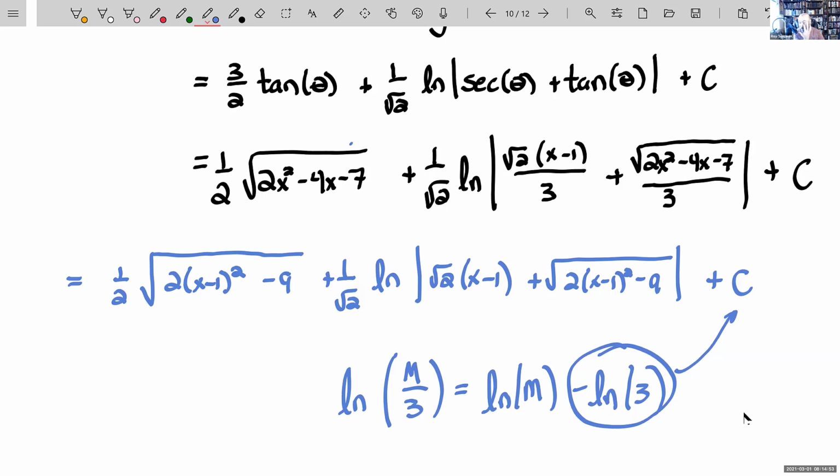So if somebody posts something on the forums and they say, well, I got this answer, you might look at it and go, oh my gosh, my answer doesn't look anything like that. But actually, if you think about constants being folded into that C and some maybe logarithmic manipulations, they probably are the same. Okay.